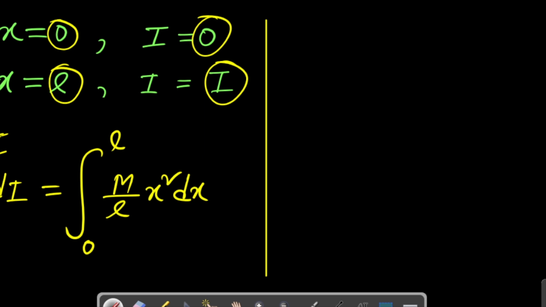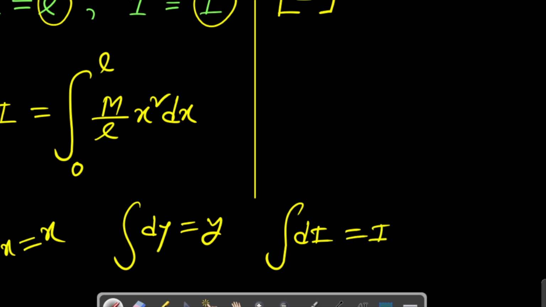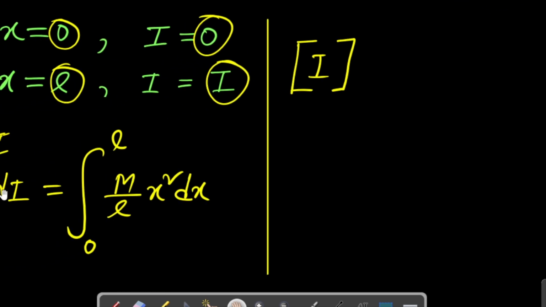According to the rules of integration, the integral of dI is I. So we can write I here. After completing the integration, we write the third bracket. Why do we write it here? Because the integration of dx is x, the integration of dy will be y, so the integration of dI will be I. This is the law. After completing the integration we use the bracket, so we put the lower limit here and the upper limit here.